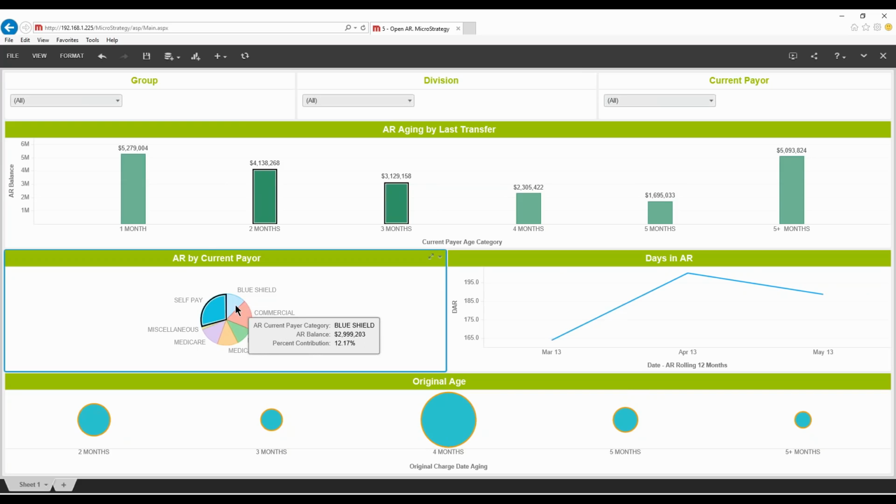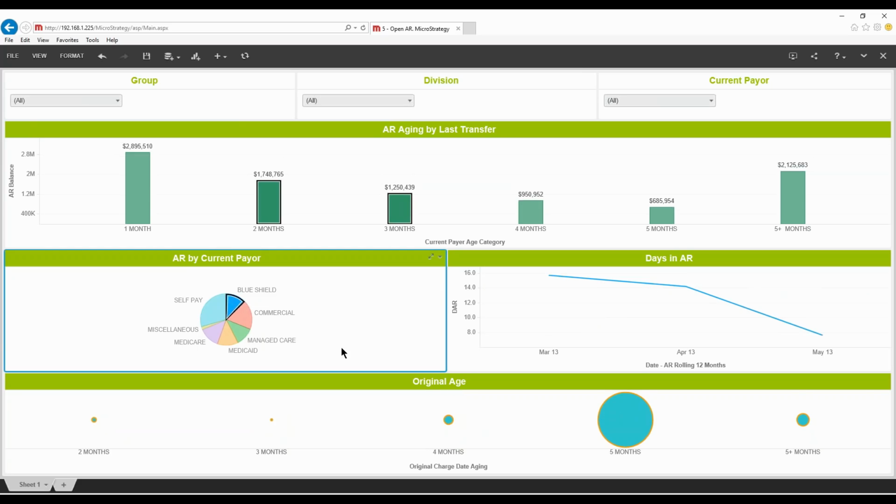If we limit to the Blue Cross payer, we can see that even though this has been sitting with Blue Cross for just the most recent 2 or 3 months, if I look down at the bottom of the chart with the original age of that payer, some of that money's been sitting out there five months or more. So this could indicate that I need to take a look at those particular bills. Did we have some sort of event with that? Maybe a secondary payer, maybe a set of denials came through. But either way, we might want to look at that group of claims before they age out much further.